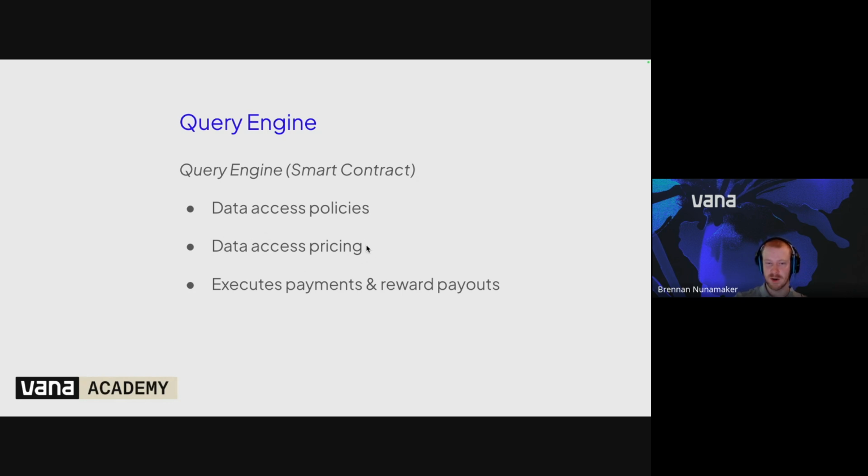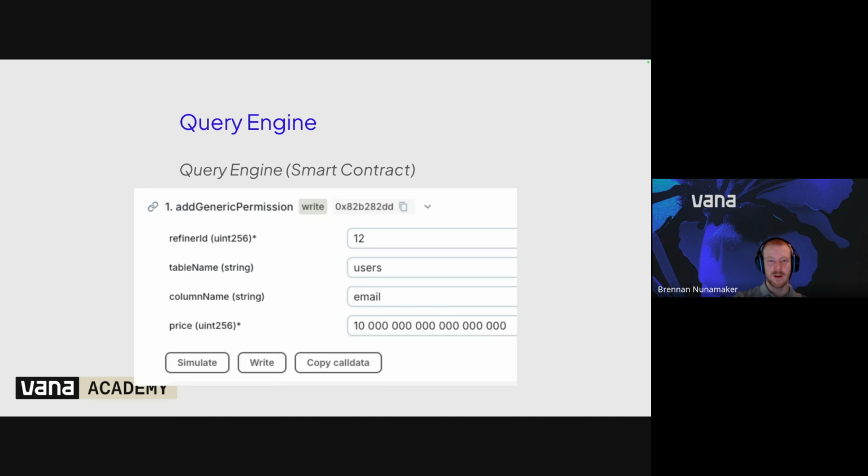Compute currently is not priced. The data access pricing is resolved essentially when the query results are returned, as opposed to charging for compute and things. We will probably add this on, but it's not there yet. And the query engine smart contract is also responsible for executing payments and paying out rewards.